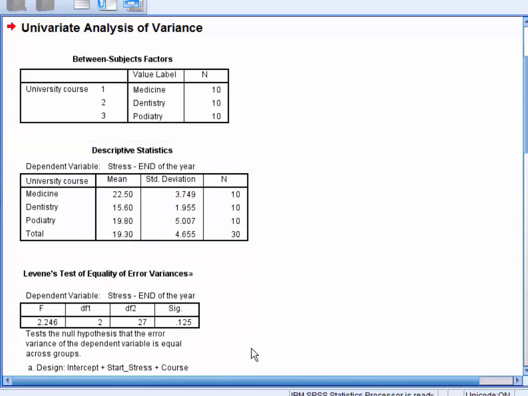Below this, we have Levene's test of equality of error variances. This is used for testing the assumption of homogeneity of variance. As this is not significant, we can see that this assumption has been met.